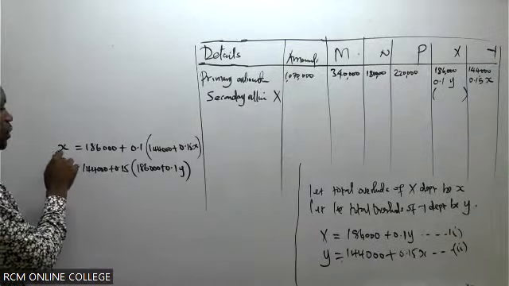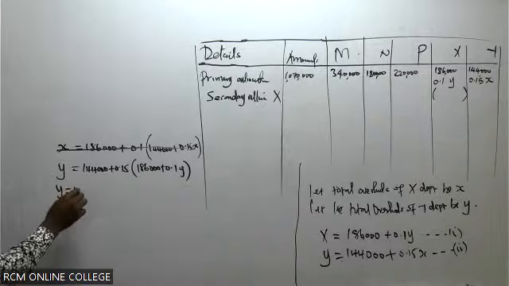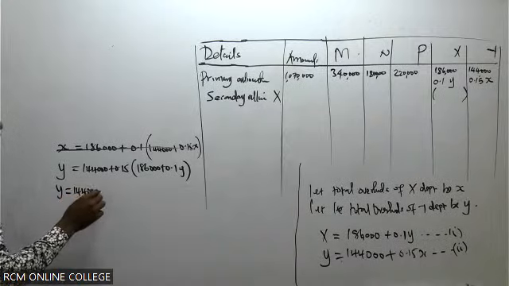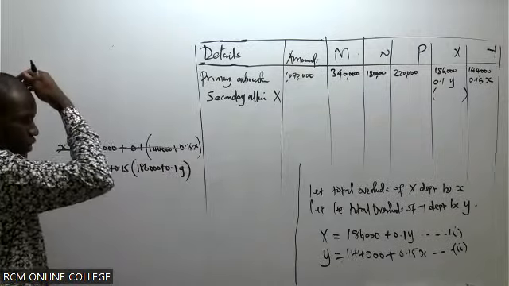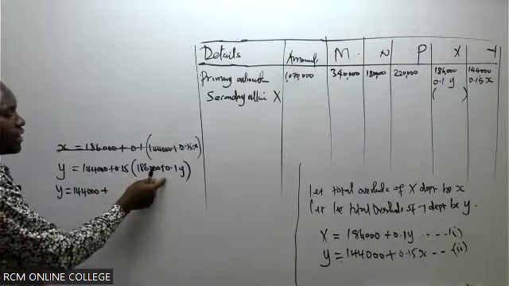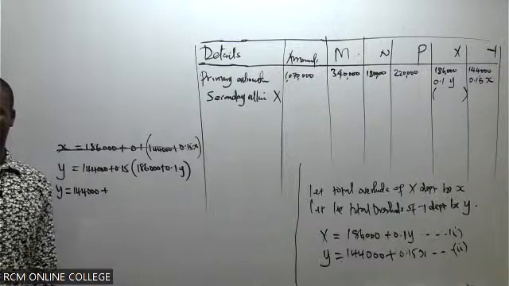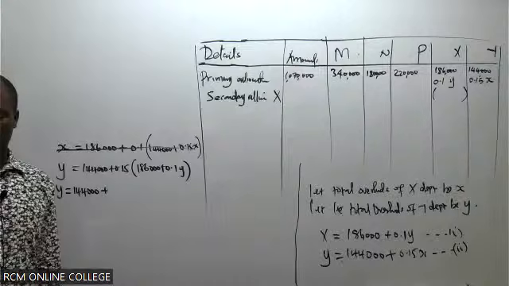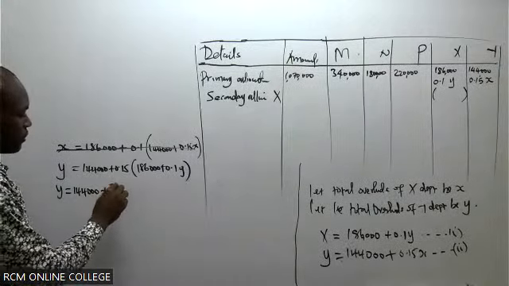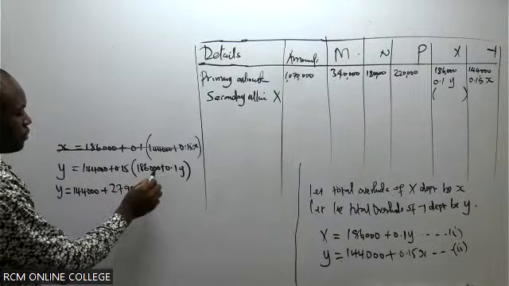So let's say we want to pick this one here. So I have Y is equal to 144,000 plus 0.15. We have to place this in bracket. So take 0.15 by 186,000. What will you have? 0.15 by 186,000 is 27,900. So we have 27,900 plus, this is a positive multiplied by a positive.